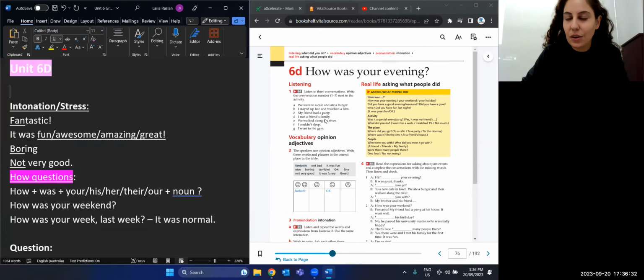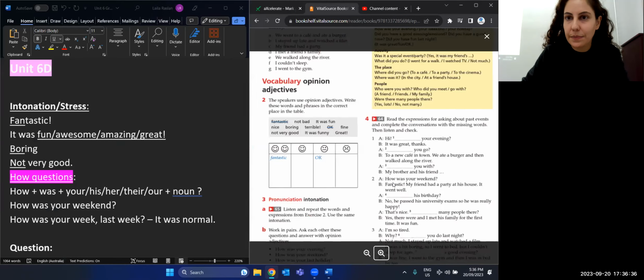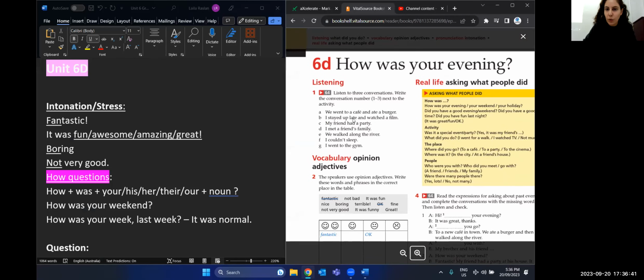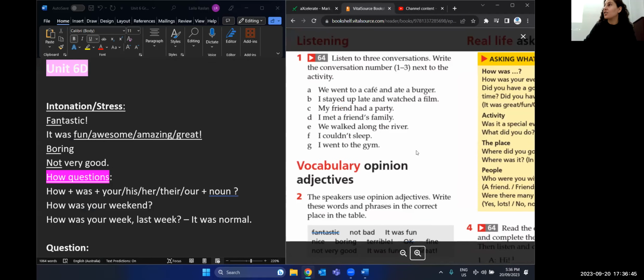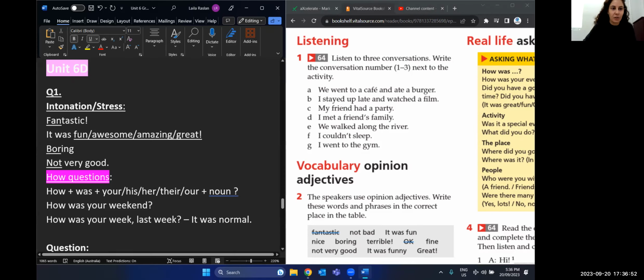Let's see the sentence that says, we went to a cafe and ate a burger. So that's 2 actions in the past. Who said that sentence? Was it conversation 1? Good. So we can put a 1.